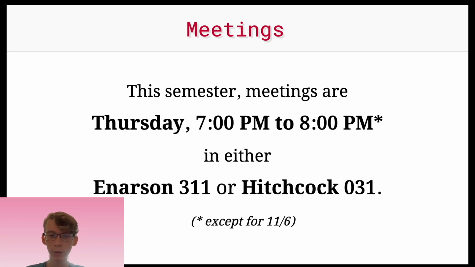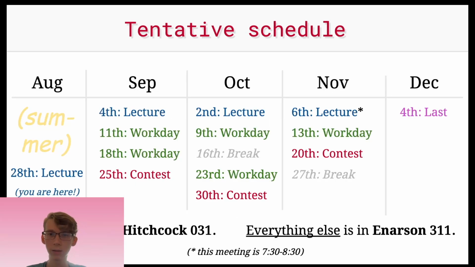Okay, so why are there two rooms? Well, I guess I should just talk about the schedule first. The reason we have two rooms is because the schedule is a little bit different this semester. We're trying a system where each month is on a little bit of a cycle. So, the first Thursday of the month is a lecture, and the last Thursday of the month is a little mini contest that takes up the hour of the meeting.